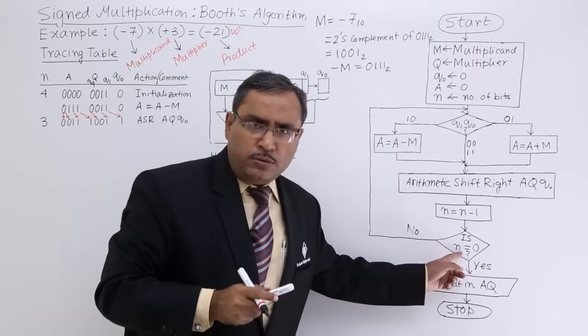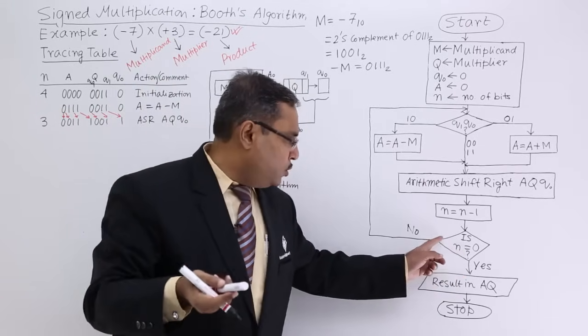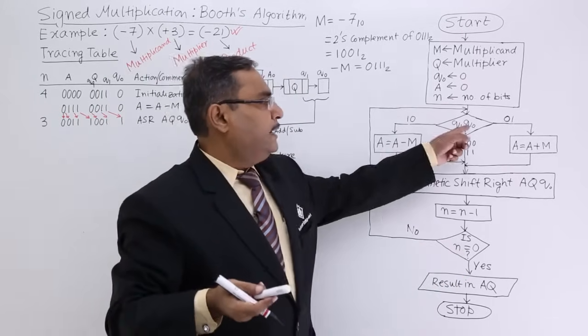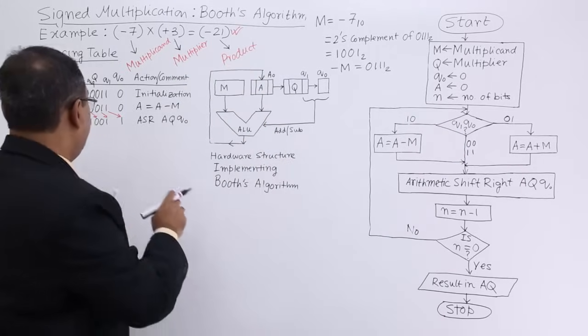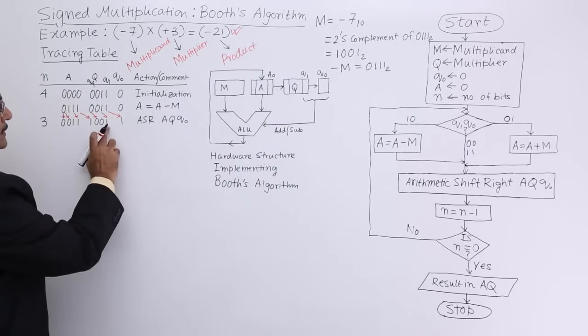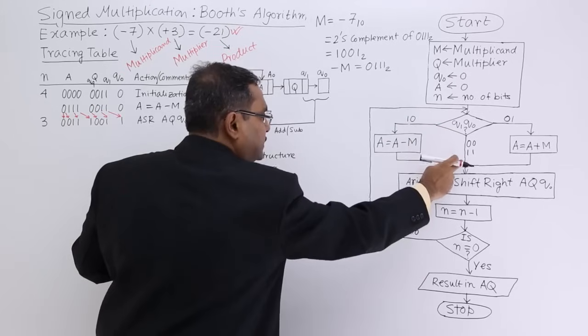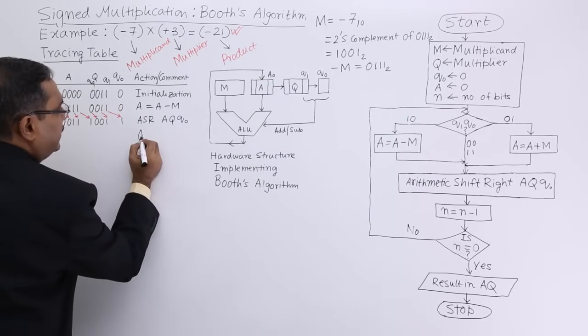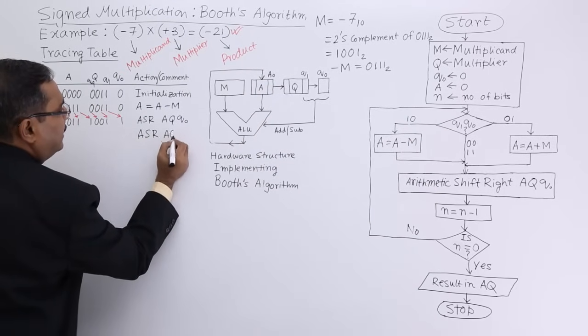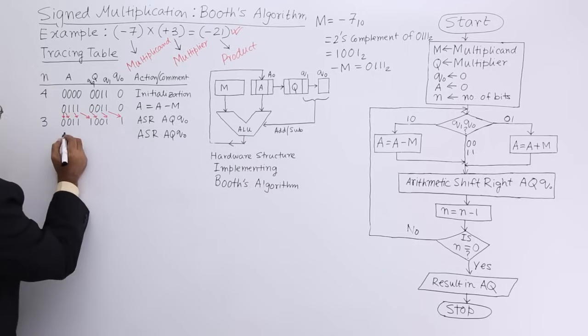Is 3 equal to 0? We know the answer. The answer is no. Then I shall come down and I shall again check Q1 and Q0. Here Q1 and Q0 is equal to 1 1. 1 1 means I shall be going directly to arithmetic shift right A Q Q0. So let me do it.